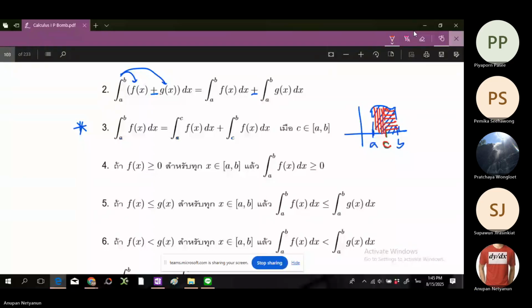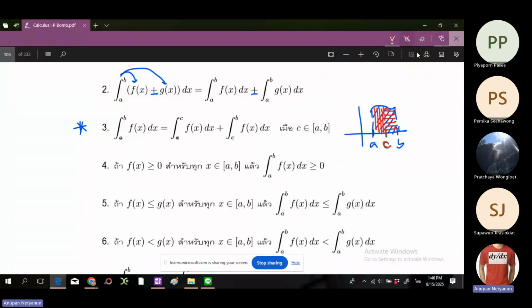In other words, instead of finding the area from A to B directly, you just separate this area into from A to C plus from C to B, which is splitting the area into two parts and then adding them. This is very useful.